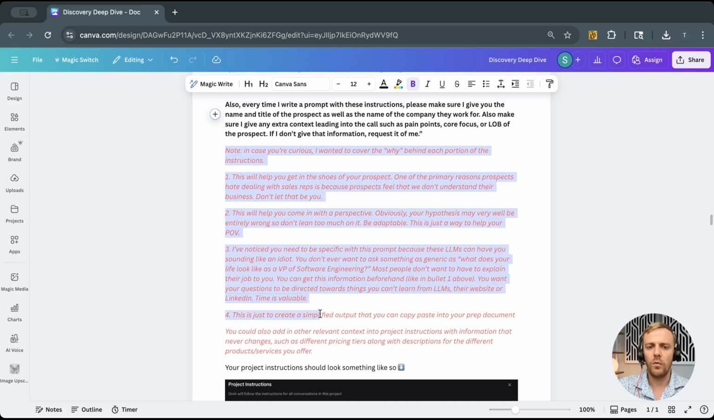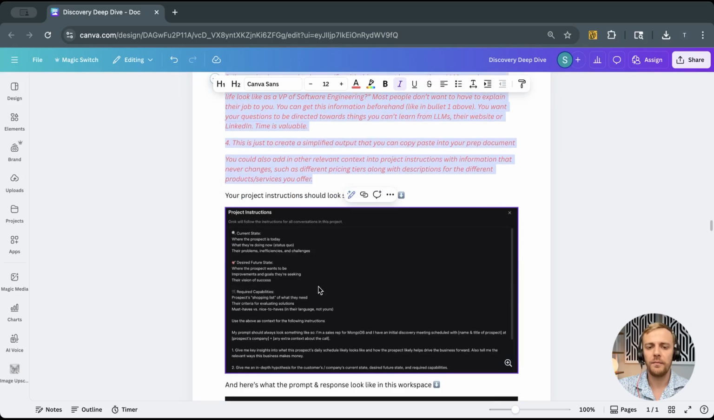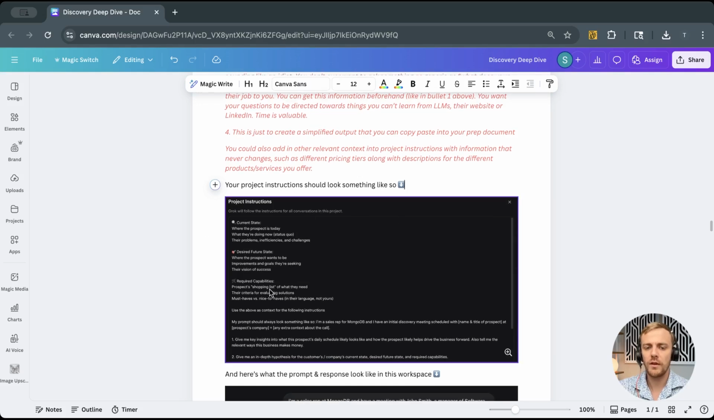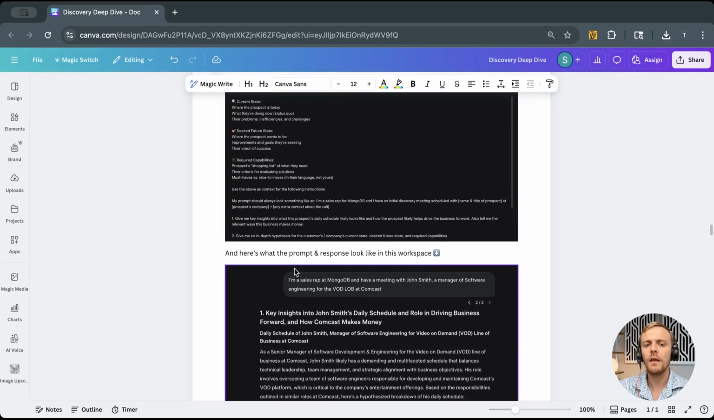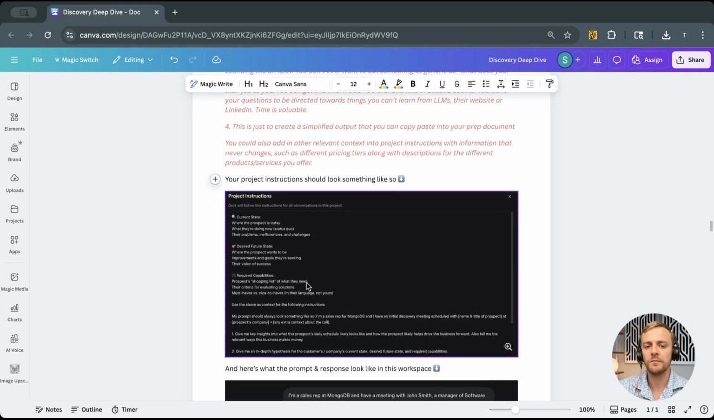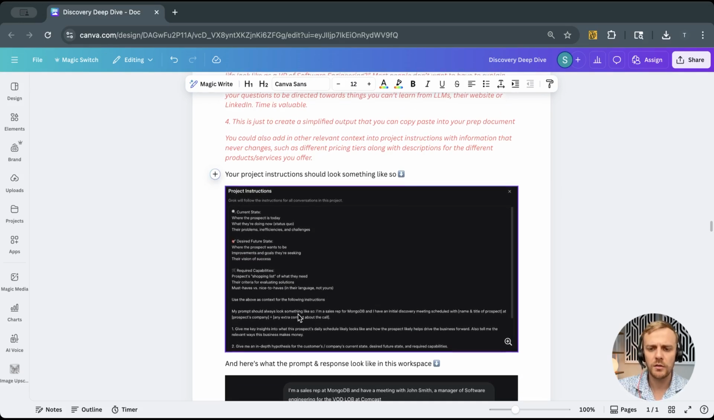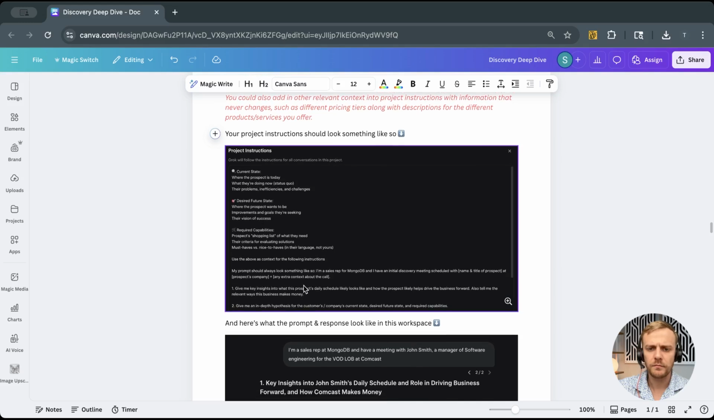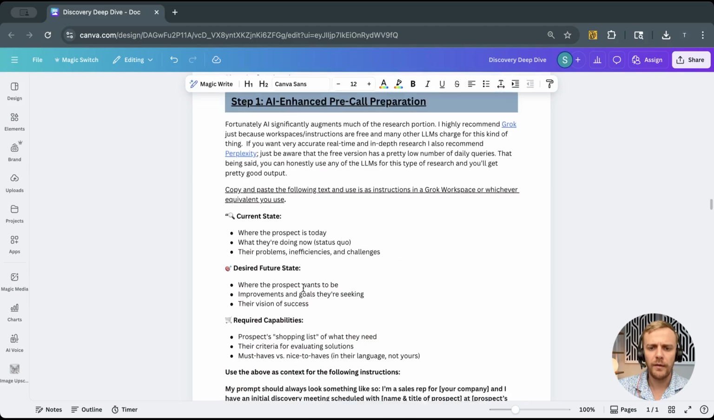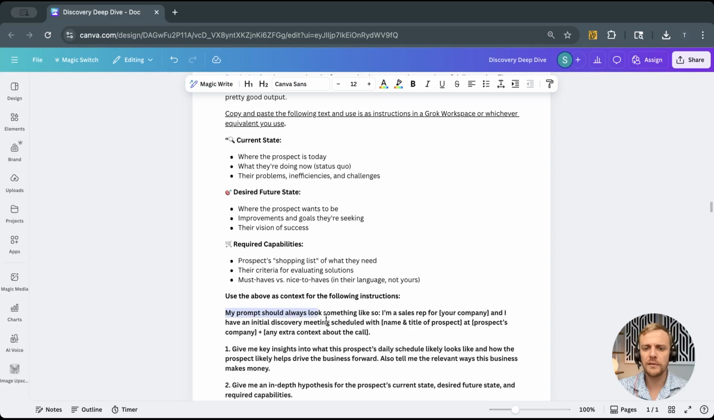This is just the why, like I just explained. And so again, in your workspace, you can create project instructions. You just copy paste those there. And then this is something you'll have every single time you ask a query of it. So these things don't change. And then, sorry, my prompt should always look something like so.